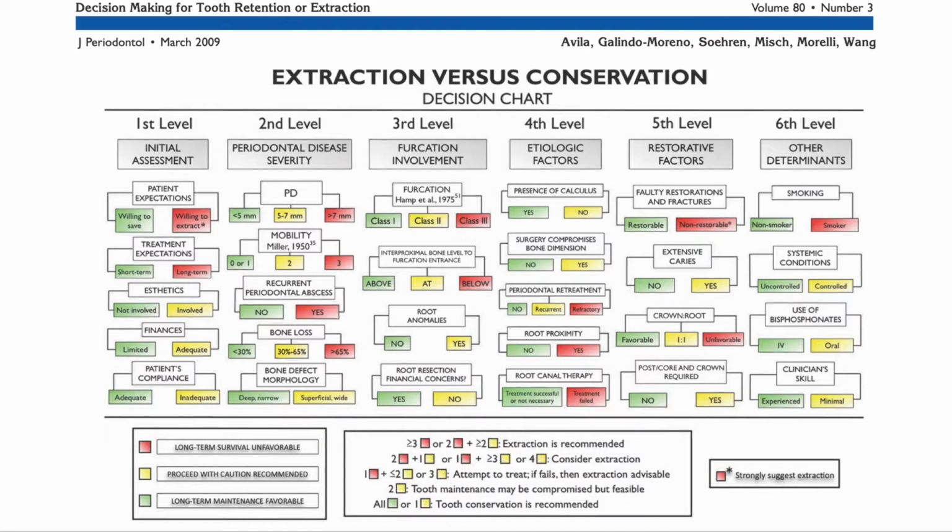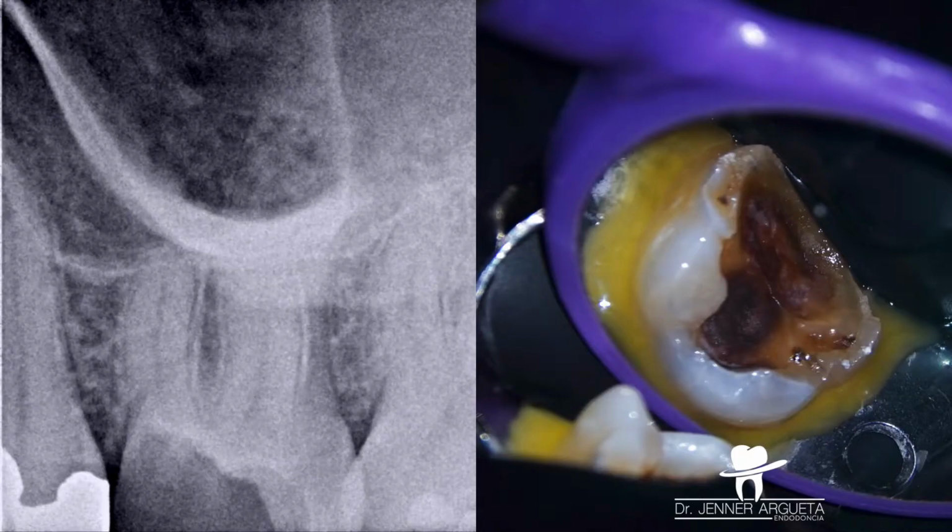When it comes to deciding on saving or extracting a natural tooth, we might face a difficult situation because there are many factors that are related to the prognosis. We need to analyze the diagnosis, the periodontal stage of the patient, the etiological factors of the disease, and for sure we also need to have in mind, since the beginning of the treatment, the final restoration to keep that tooth in function. The clinical case that we faced in our office was this one.